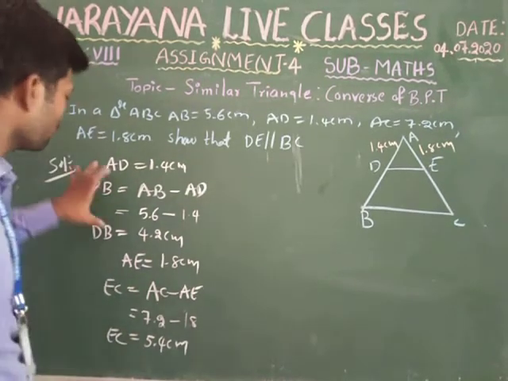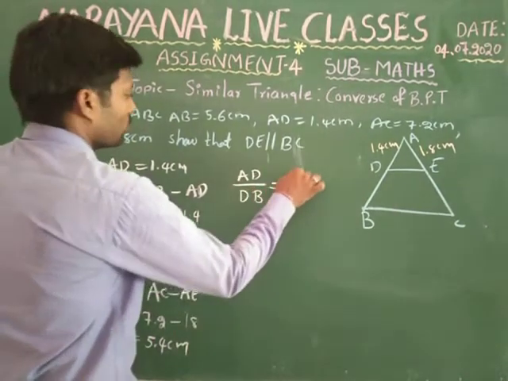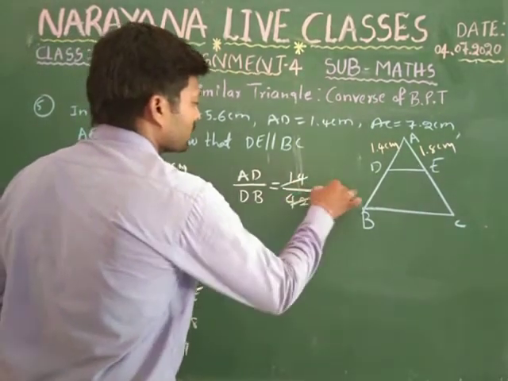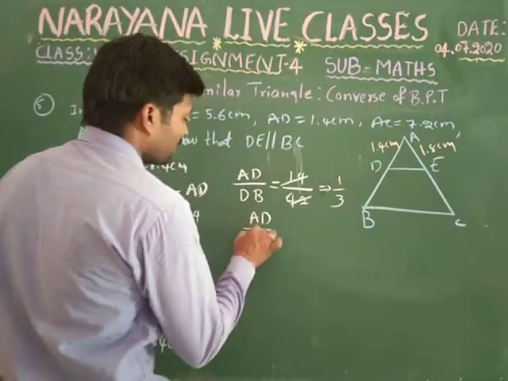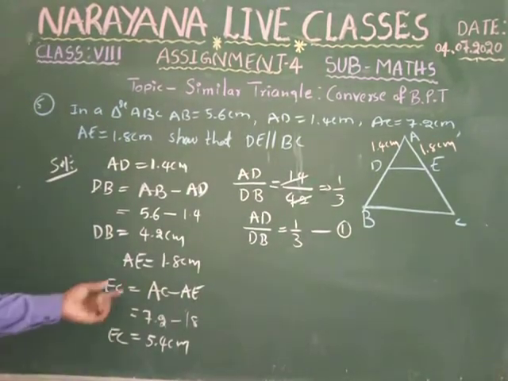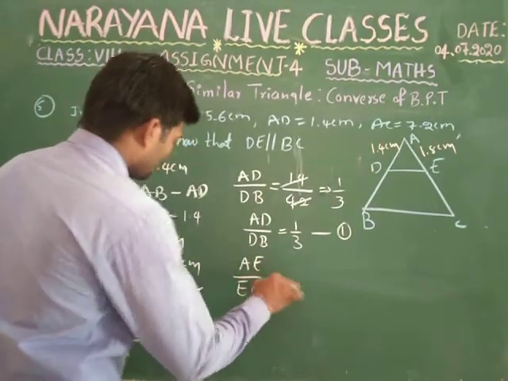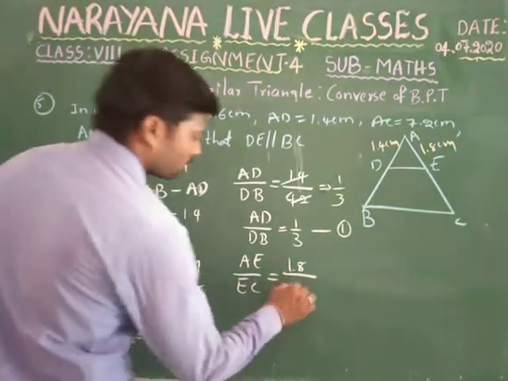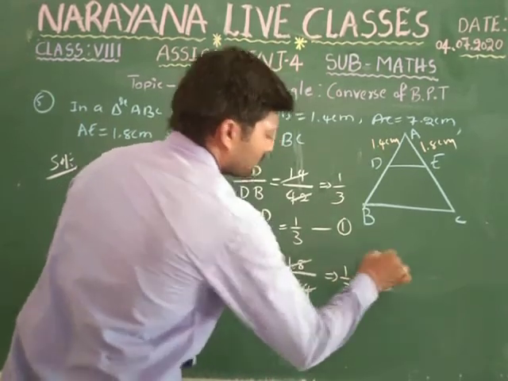Now take the ratio of AD by DB, which is 1.4 by 4.2. That is exactly 1 by 3. Let's take AD by DB is equal to 1 by 3 as the first equation. Again, take the ratio of AE to EC. AE by EC is 1.8 by 5.4. If you cancel, we get 1 by 3. That is the second equation.